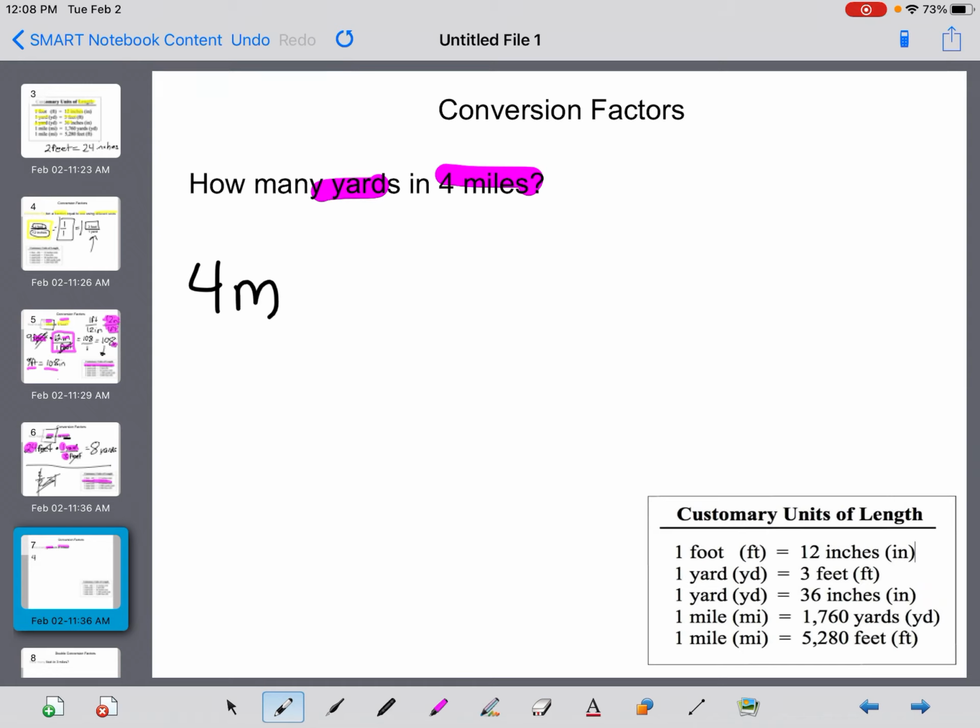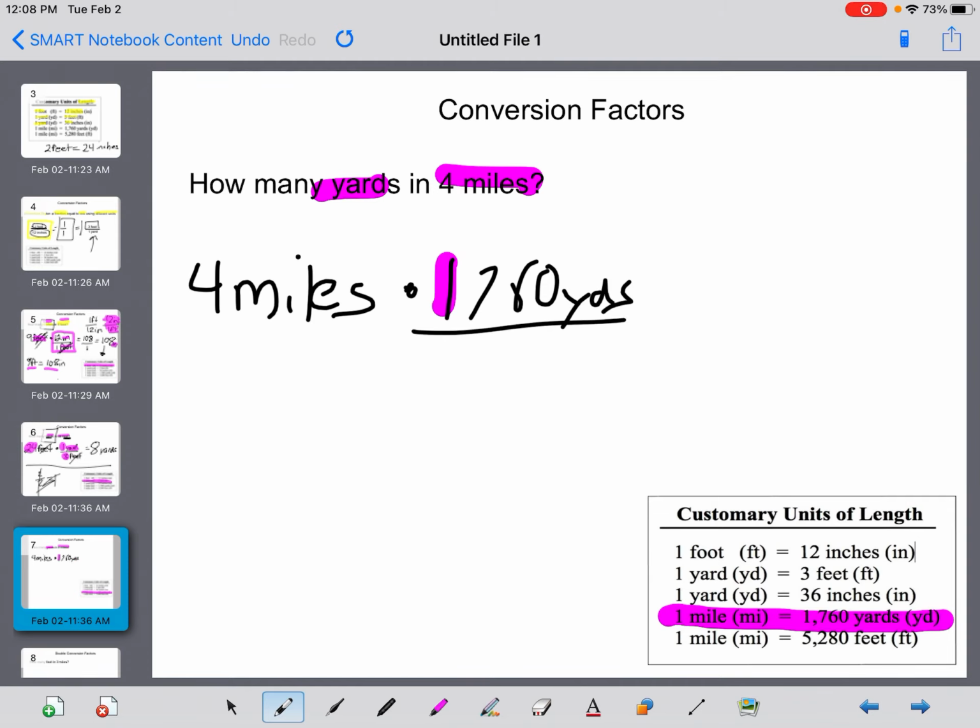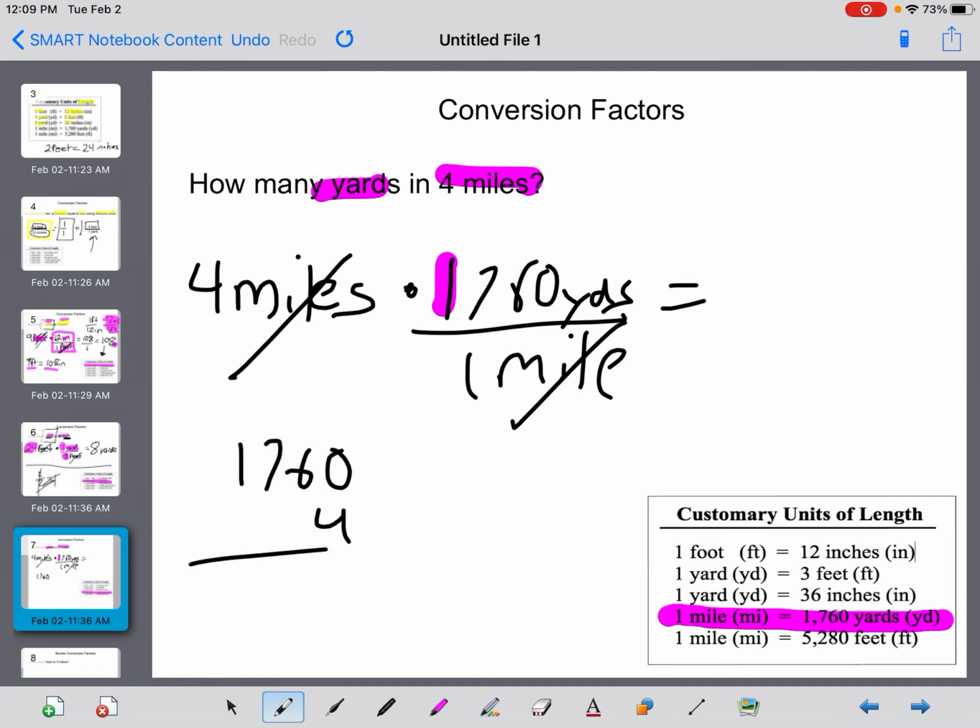Let's do another one. Okay, how many yards in 4 miles? So I write out what I have. I have 4 miles. And now I'm going to multiply it by a conversion factor. So I look at my chart. Where do I have yards and miles? It's down here. I'm working with bigger numbers. How do I decide what's on top? Well, I want to figure out what yards is. What I want, oopsies, goes on top. 1,760 yards over 1 mile. Because look, my mile and my mile cancel out.